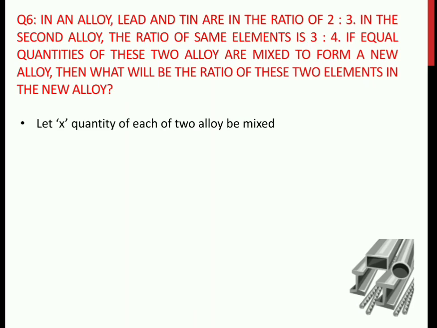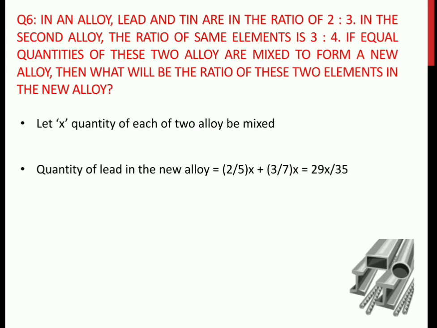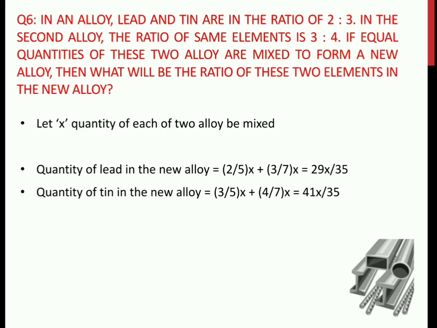So in the solution, let's say that x quantity will be there for both these alloys. Then the quantity of lead in the new alloy will be 2/5 of x in the first alloy plus 3/7 of x in the second alloy. So addition of these two will be 29/35 of x. Now the quantity of tin in the new alloy will be, in the first alloy it will be 3/5 of x and in the second alloy the tin is 4/7 of x. So addition of these two will be 41/35 of x.